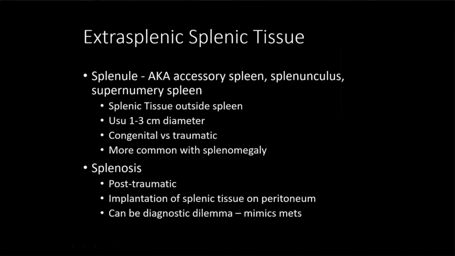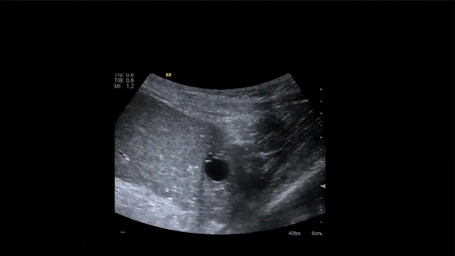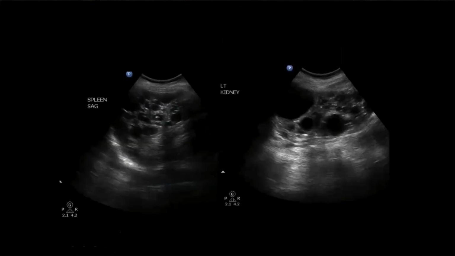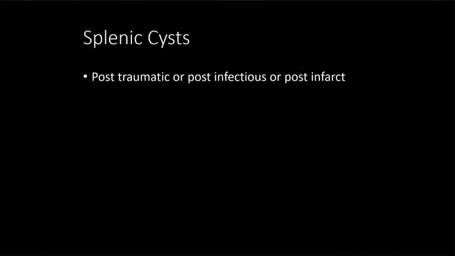You can also have cysts within the spleen. And just like polycystic kidney disease goes to the liver, it also can have involvement of the spleen. So the spleen is involved a little bit less often, but if you have somebody with autosomal dominant polycystic kidney disease, you can also see a whole bunch of splenic cysts as well.